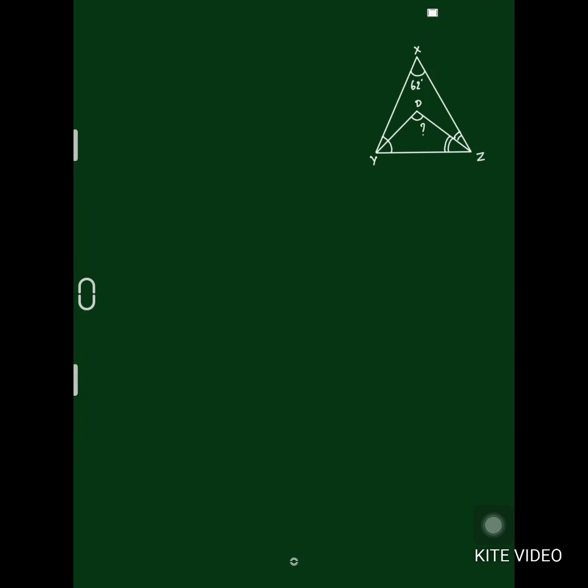Now let me continue with the second problem. In triangle XYZ, angle X is given as 62 degrees and angle XYZ is given as 54 degrees. YO and ZO are the angle bisectors of angle XYZ and angle XZY. That is, YO is bisecting angle XYZ, which means XYO and OYZ will be equal. Similarly, ZO is the bisector of XZY, which means XZO and OZY are equal. Then we have to find angle OZY and angle YOZ.